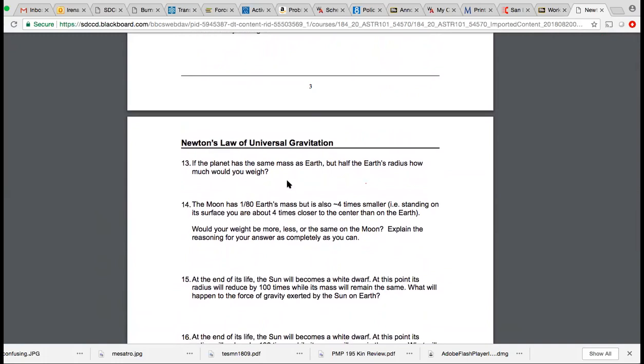Okay, what do you say about number 13? The planet has the same mass, but half the radius. How much do you weigh? What does it mean by half the Earth's radius? Somehow magically, you keep the same mass of the Earth, but you squeeze it, so it has half of its radius. Are you closer to the center of the Earth? That means you're closer to the center, so your weight will do what? 4 times as heavy. Yes, very good, 4 times as heavy.